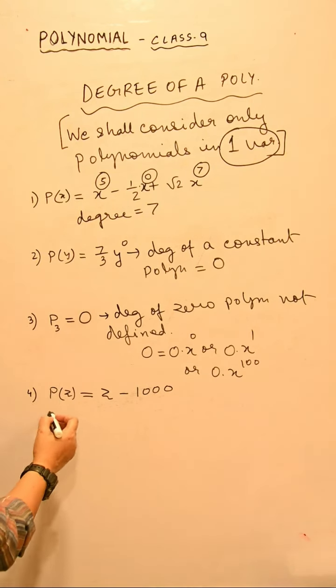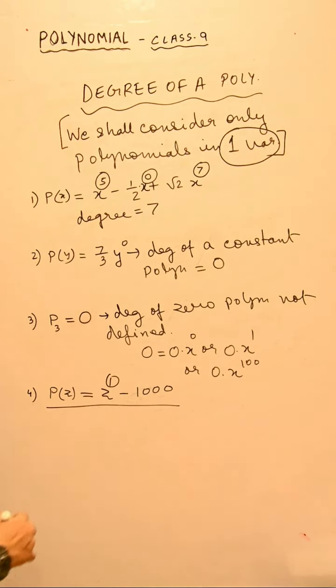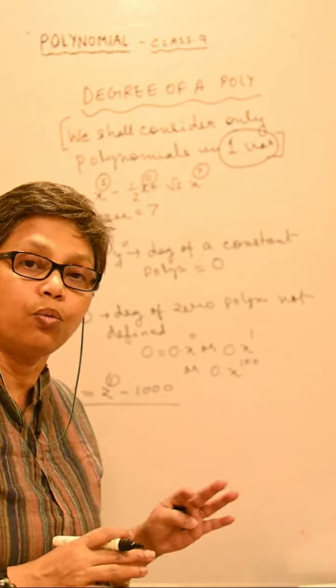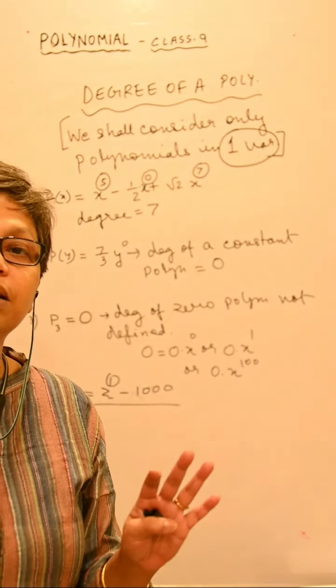And here you can see the highest power is 1, so this will have degree 1. So this is how we define the degree of a polynomial.